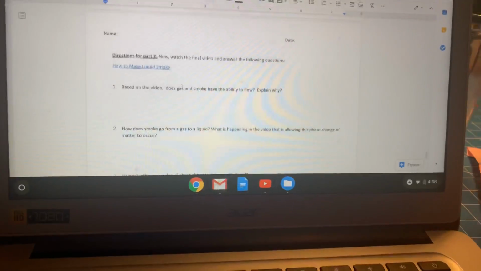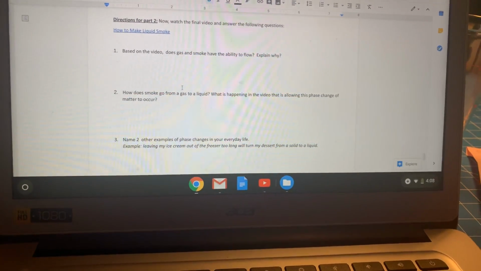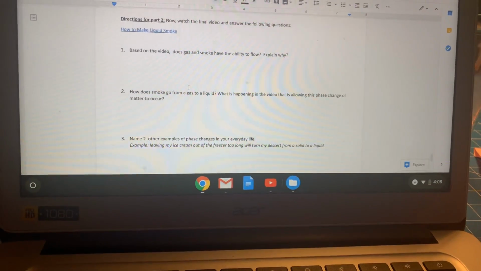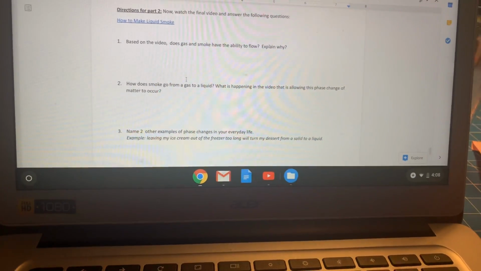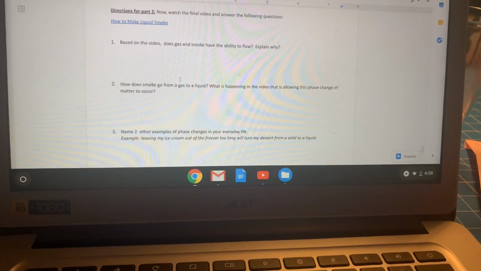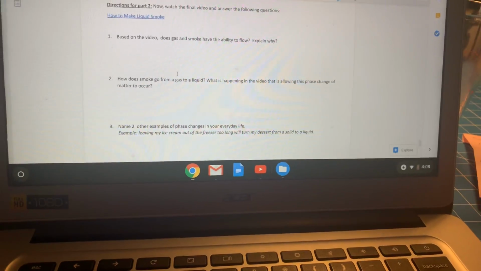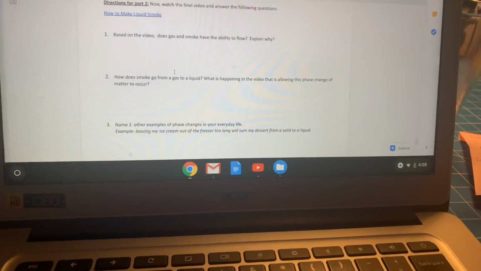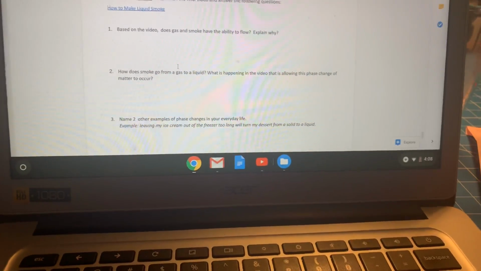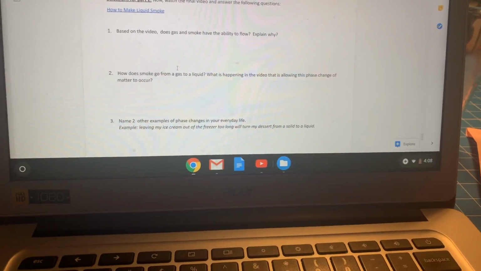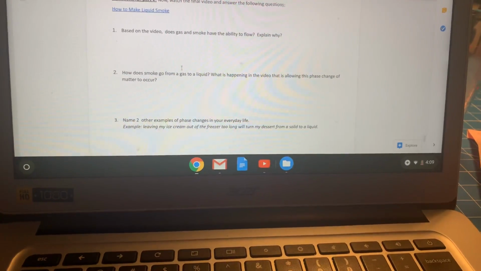Okay, so for part 2, you're going to watch a video that shows you how to turn a solid into a liquid. So we're going to learn how to make liquid smoke. And while watching this video, you're going to take notes to understand, does gas and smoke have the ability to flow? You have to explain why. You'll be able to see it visually, but also you can use your information from part 1 to help you identify. And then for question 2, how does smoke go from a gas to a liquid? What is happening in the video that is allowing this phase change of matter to occur?